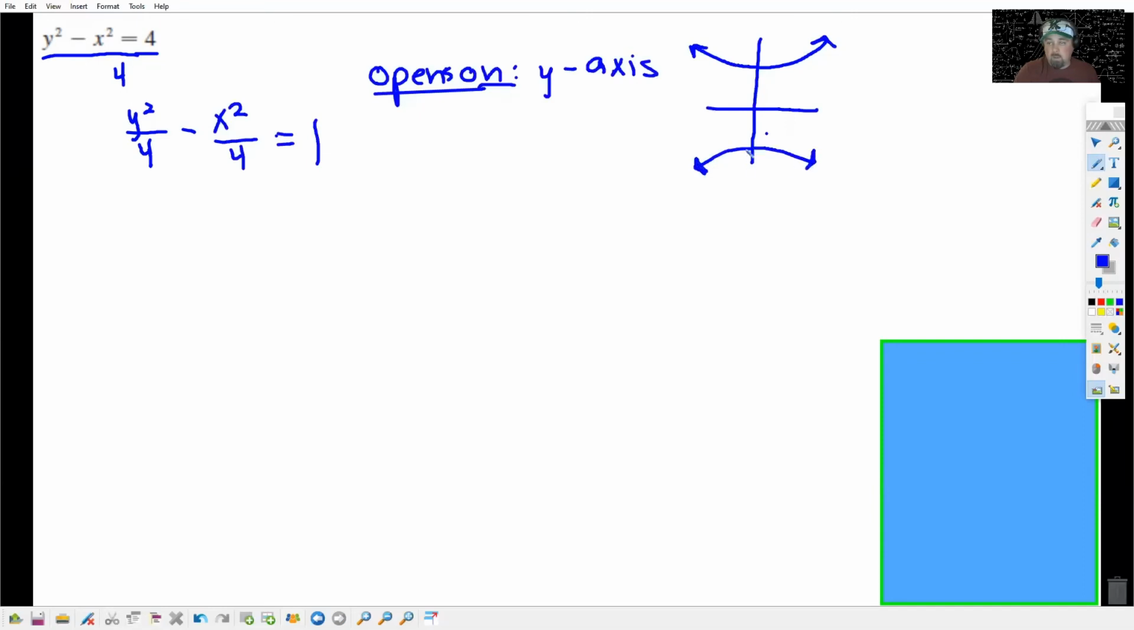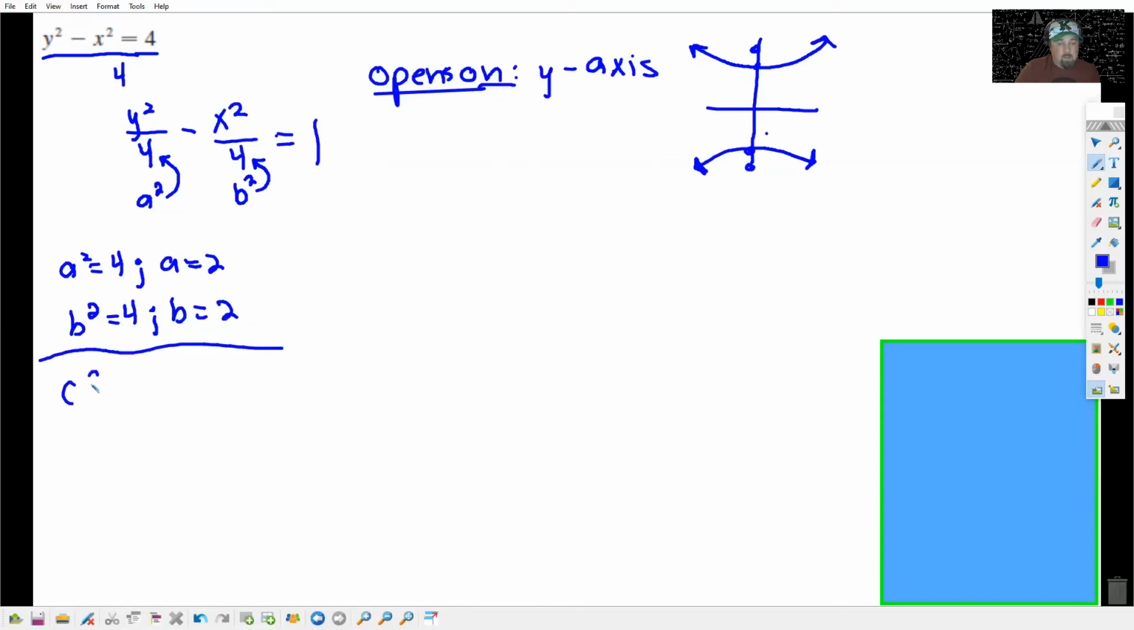So that means that all of these things are going to have y values when we find them, okay? So our positive fraction always has a squared with it. Our negative fraction always has b squared. So let's see, a squared was 4. So that means a is 2. B squared is 4. So b is 2. C squared equals a squared plus b squared. So that's 4 plus 4. So c is going to equal the square root of 8, which is 4 times 2. So that's 2 root 2.